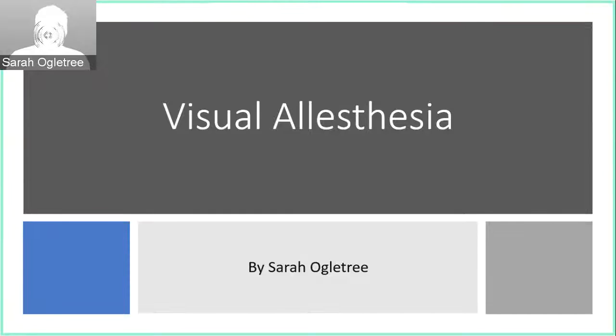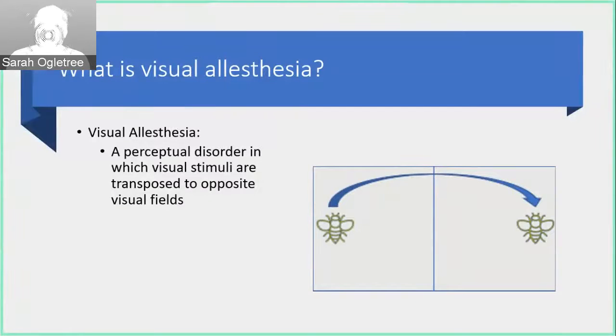My final project will be a presentation on a disorder called visual allesthesia. Visual allesthesia, which has also been called allochuria, refers to a perceptual disorder in which visual stimuli are transposed to opposite visual fields. What this means is that if a visual stimulus were presented in the right visual field, it would appear to be on the left. Apparently, this can work on a vertical basis too, so there's a lot of potential for mismatch between what you're perceiving and what's actually in the real world.